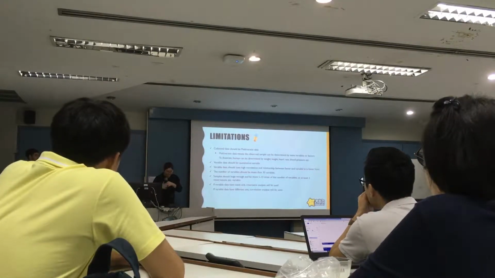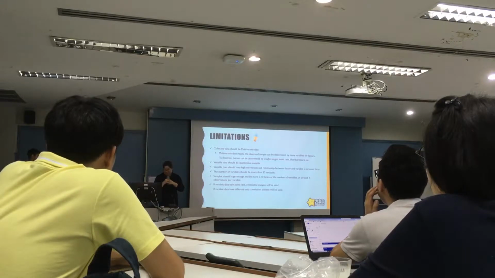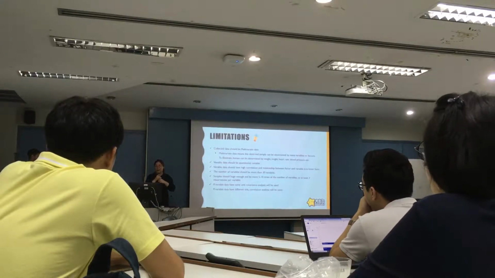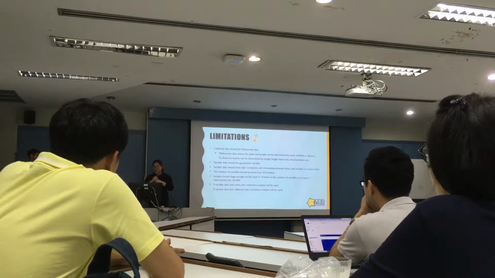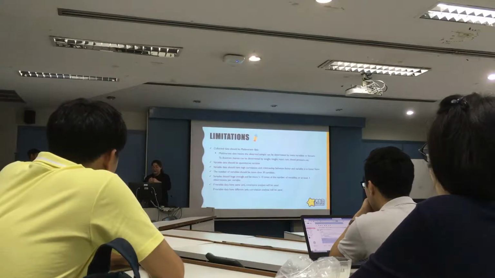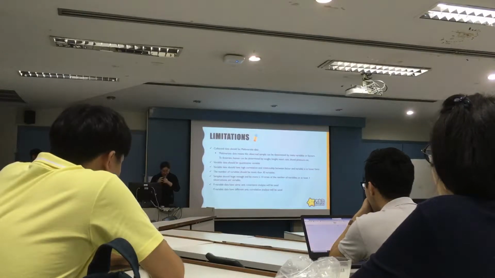The limitation of this is that the collected data should be multivariate data, which means that the observed sample can be determined by many variable factors. For example, a human can be determined by weight, height, heart rate, and blood pressure. Also, the data should be quantitative variables, the variables should have high correlation, and the relationship between factor and variable is only in linear form.